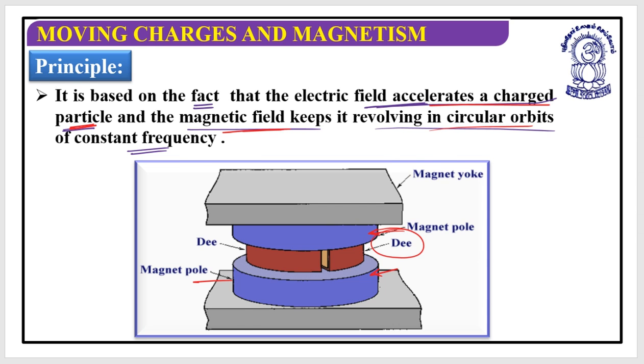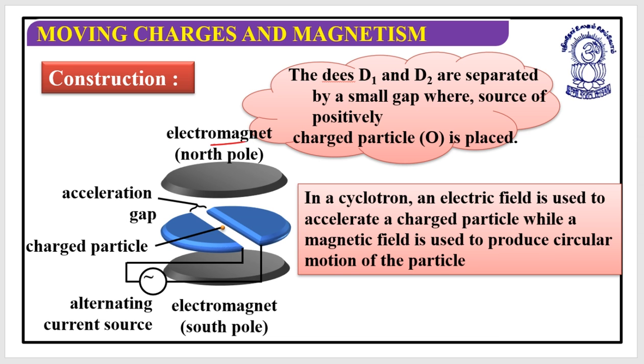This is the magnetic pole that we have discussed. How does it work? Let's have a look. This is the electromagnet, this is the north pole, and this is the electromagnet of the south pole. This is the acceleration gap where it can accelerate, and these are the D's that we discussed in the previous slide. D1 and D2 are separated by a small gap where the source of positively charged particles is, and we have connected these D's with an alternating current source.